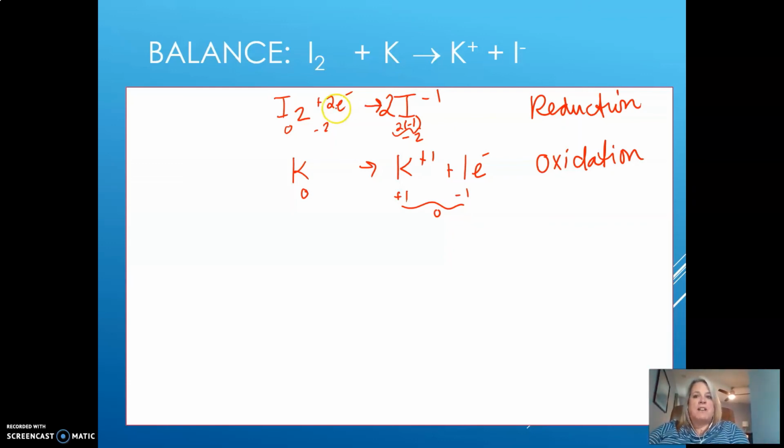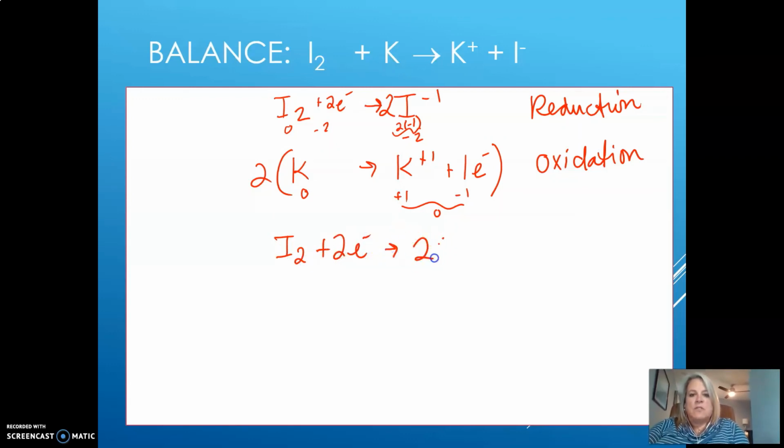Step 4, I have 2 electrons here. I only have 1 here. So fortunately, 1 goes into 2, right? All I got to do is multiply this by 2. I don't have to multiply the first one. But I'm going to rewrite the first one just so they're together. So I2 plus 2 electrons yields 2I minus 1. This one I have to multiply through, so I have 2K, arrow, 2K plus 1 plus 2 electrons.